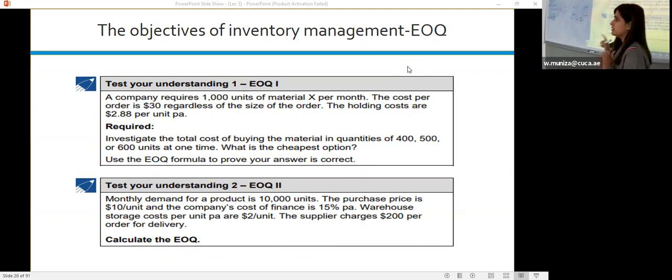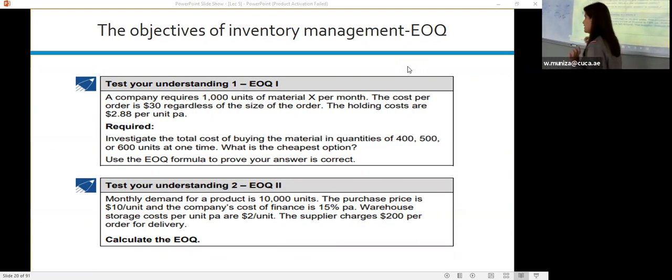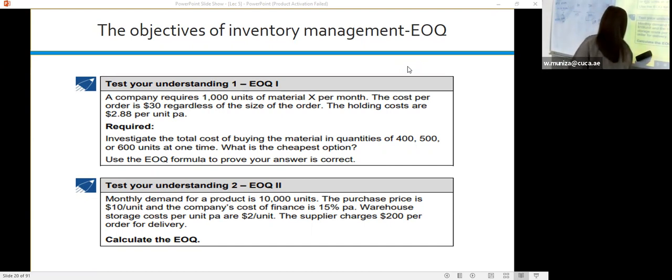Now, this is the concept. EOQ is basically the quantity at which your ordering cost and cost of holding are at the minimum. So, what is the formula? This will be given to you in the exam: square root of 2 C O D divided by C H. Apply this formula. Cost of ordering is how much? 30. Annual demand is 12,000. Cost of holding is 2.88.